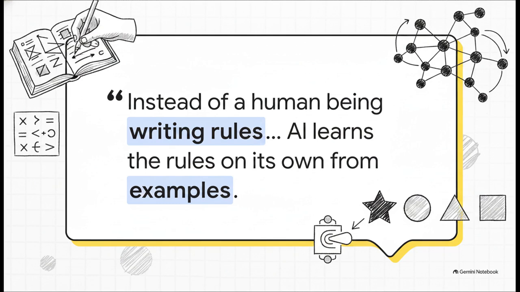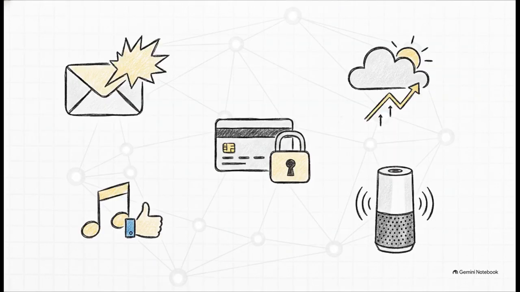Instead of human beings painstakingly trying to write a rule for every single possible situation in the universe, we've essentially built systems that learn the rules on their own, straight from examples. And the crazy reality is, you are already interacting with these trained algorithms every single day.